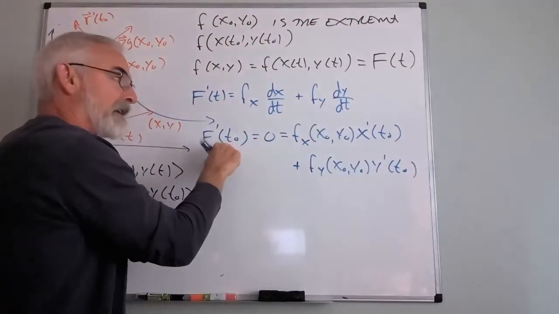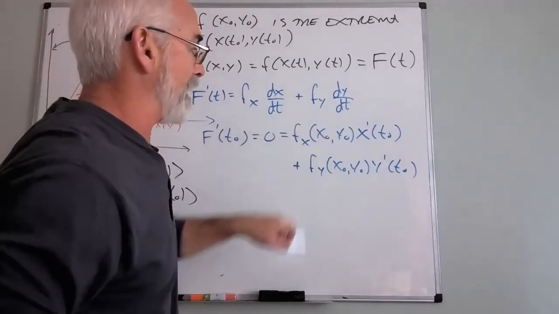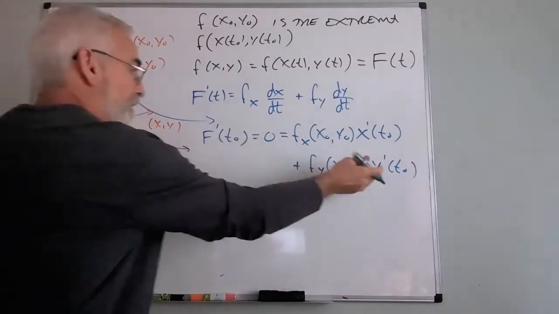Remember, t naught comes from x naught, y naught. But in f, I want to leave it that way. And in terms of the x's and y's individually, I want to leave it that way. So what we have here is absolutely correct.